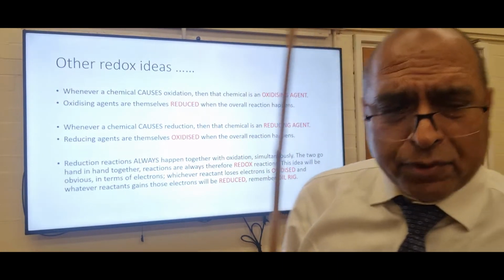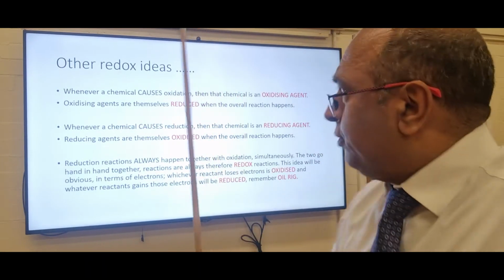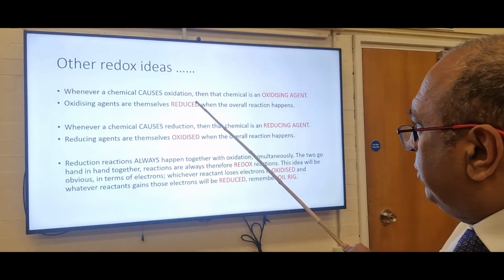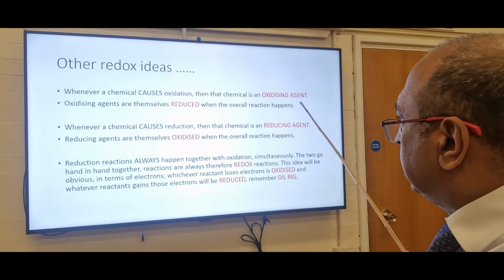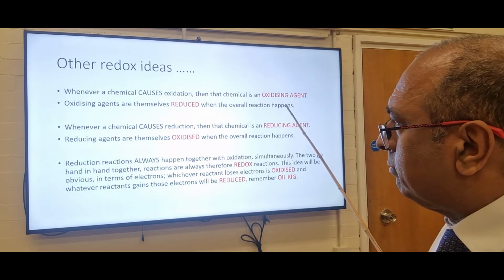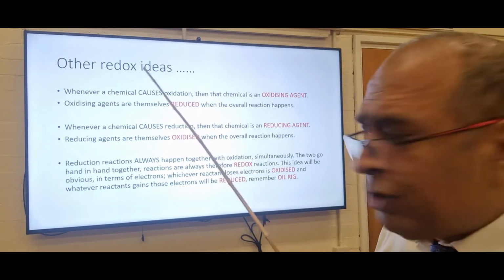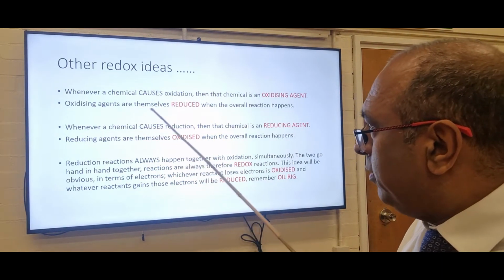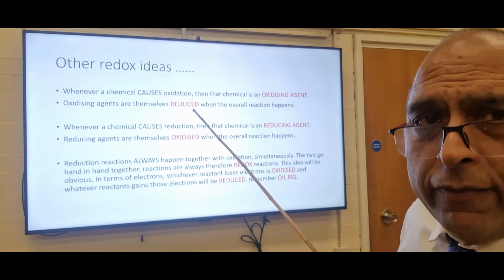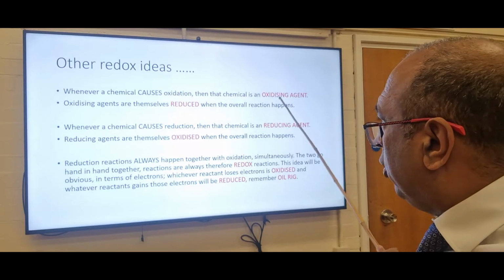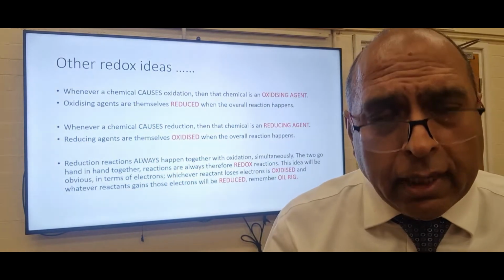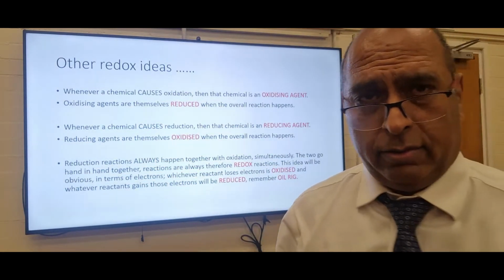So a bit of a mouthful, some terminology you're going to have to get used to. Whenever something causes oxidation, then we call it an oxidizing agent. If it causes oxidation, oxidizing agent. When something is an oxidizing agent, they themselves will react and they will become reduced. So oxidizing agents cause oxidation and they themselves are reduced.